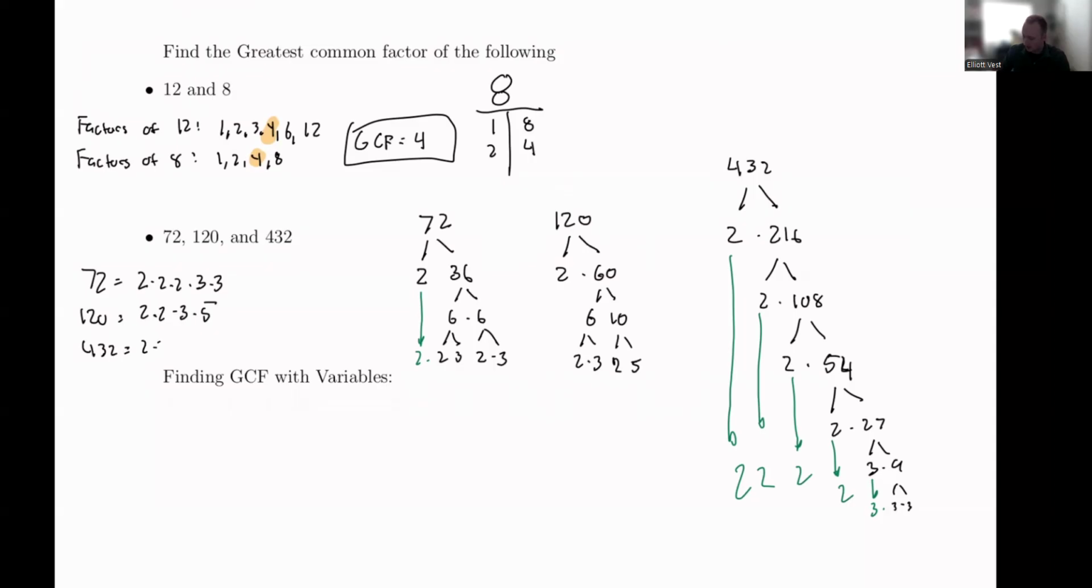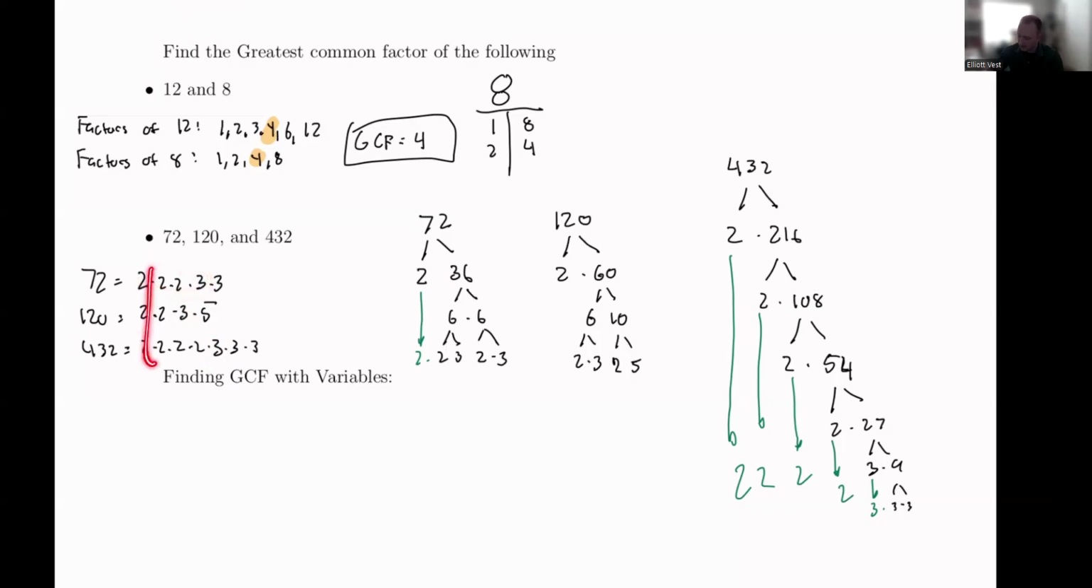432 is equal to 2 times 2 times 2 times 2 times 3 times 3 times 3. Okay, now I want to find the greatest common factor. You might be like, okay, well, look, there's 3. 3 is the greatest common factor because it's the largest number they all share. That's not exactly true, right? The greatest common factor when we do these prime factorizations is going to be the combined numbers we all share.